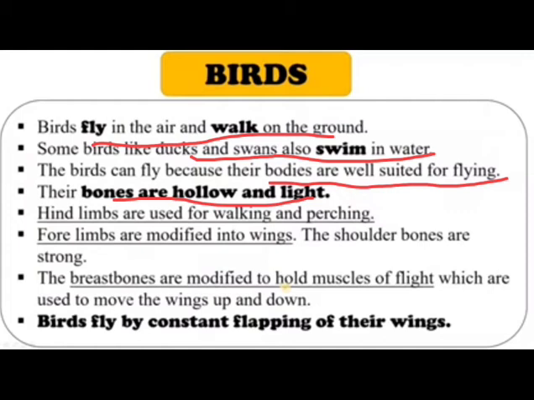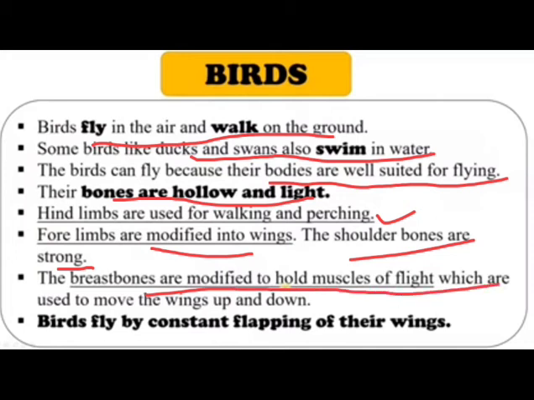So because of the light weight, the birds can easily fly in the air. Hind limbs are used for walking and perching, so the birds use their hind limbs for walking and for perching. Forelimbs are modified into wings. The shoulder bones are strong. The breast bones are modified to hold muscles for flight, which are used to move the wings up and down.